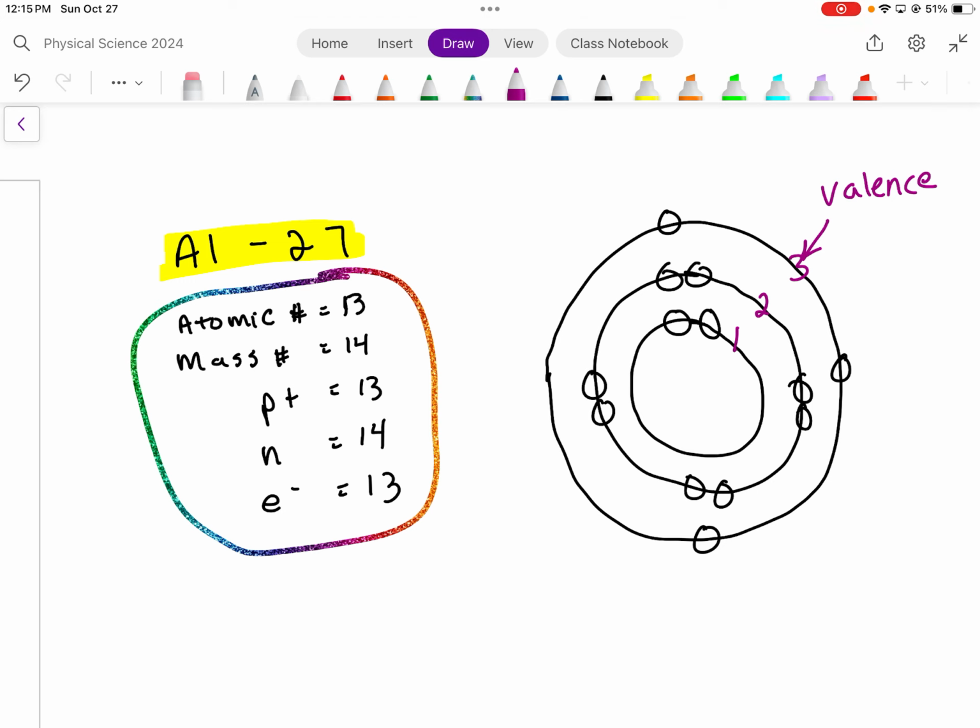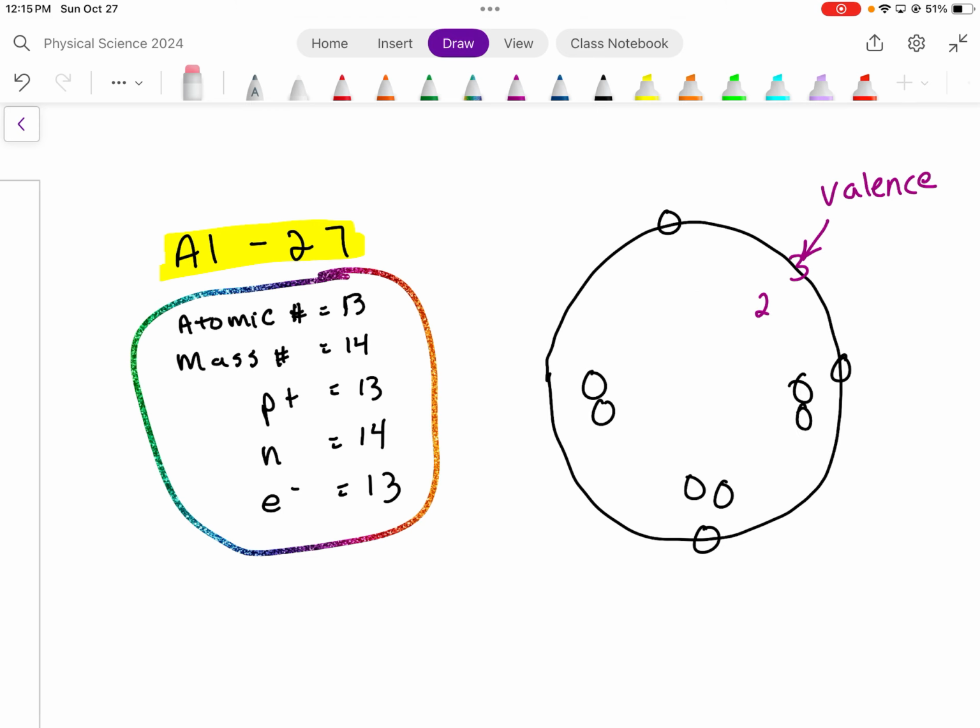That's the one that we're interested in. We're not interested in the inner energy levels, so I can get rid of those as well. So I'm going to get rid of this inner energy level. Not concerned with it. And I'll get rid of the second energy level because I'm not concerned with it. So all of the things that I got rid of in our current drawings, we're going to substitute that, and we're just going to do the symbol for aluminum, capital A, lowercase l. That's now the nucleus and all the inner energy levels.